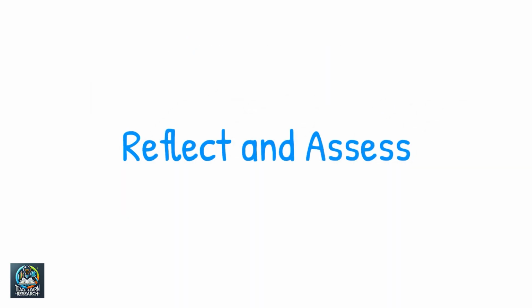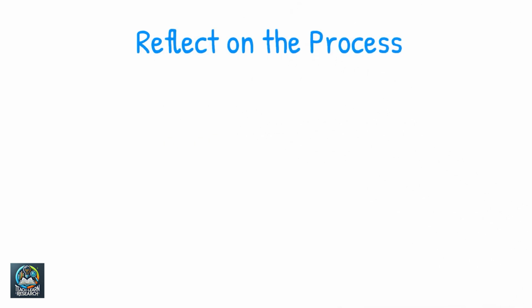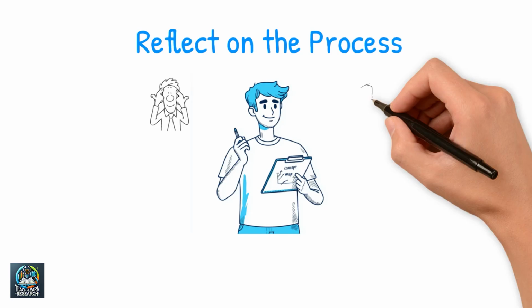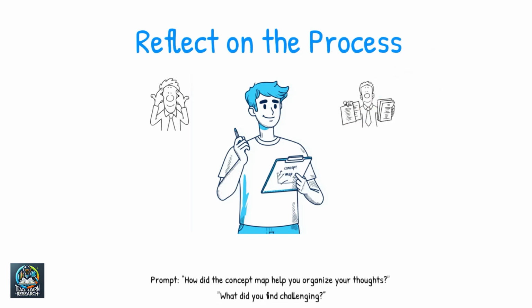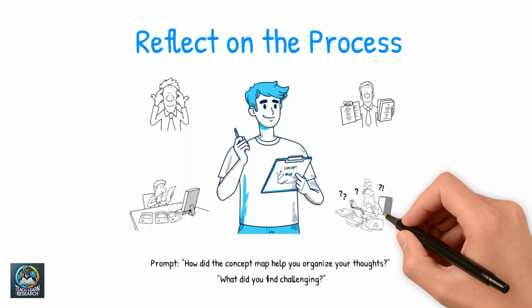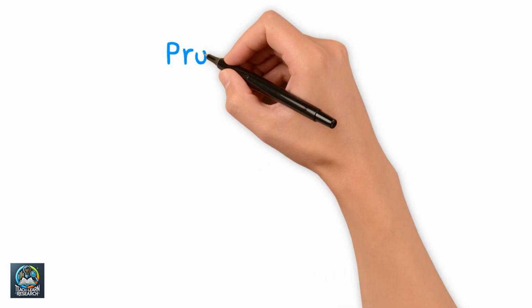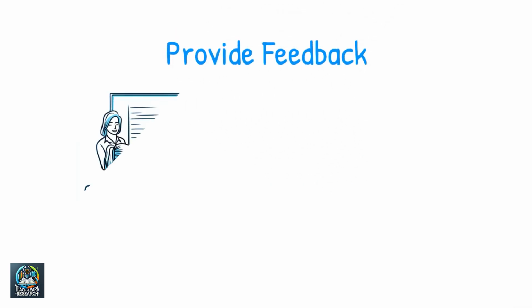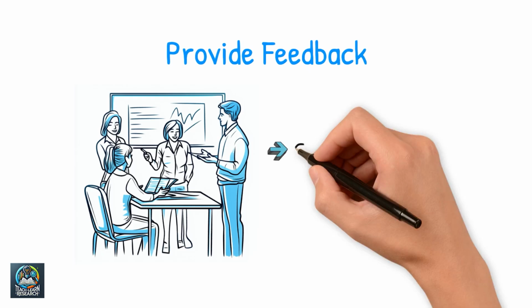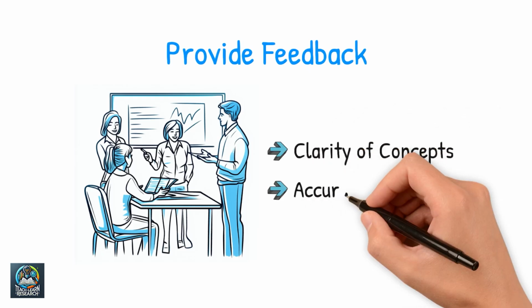Reflect and assess. Reflect on the process. Ask students to reflect on how creating a concept map helped them understand and summarize the text. Prompt: How did the concept map help you organize your thoughts? What did you find challenging? Provide feedback. Review students' concept maps and provide constructive feedback, focusing on the clarity of concepts and the accuracy of relationships.